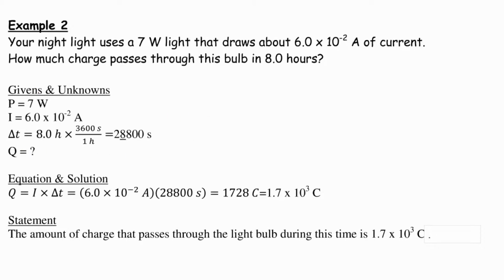Well, here are all our givens and unknowns. If we're looking for the charge, we really don't need the power, but we can use the current and the time, once converted into seconds, to determine the charge that is transferred in coulombs. Rearranging the equation above, we get that the charge is equal to the current times the change in time. Once we plug in our numbers, we get a value of 1.7 times 10 to the 3 coulombs.